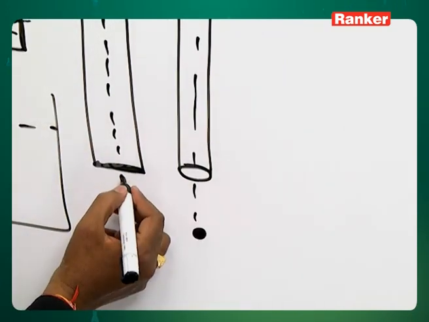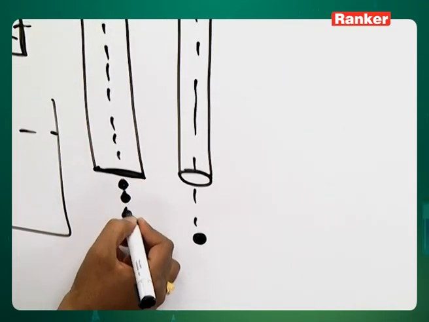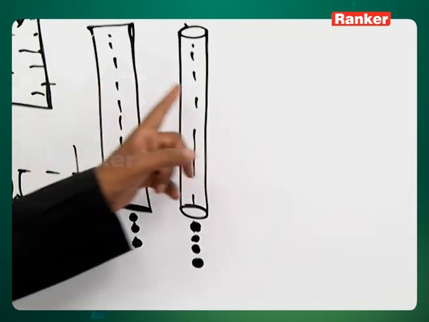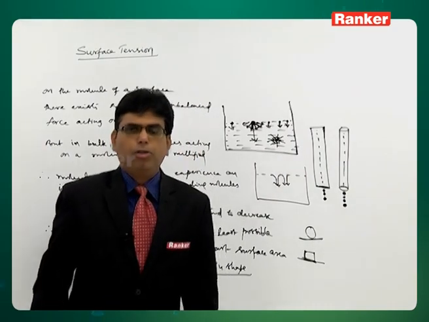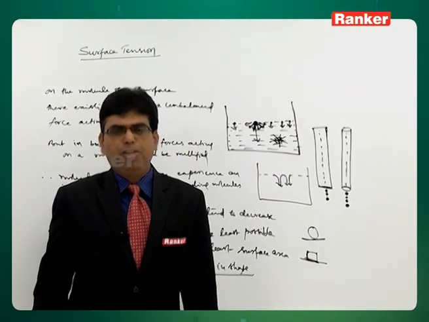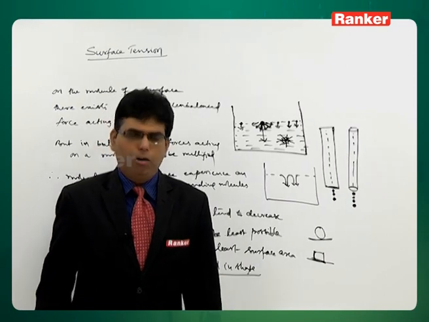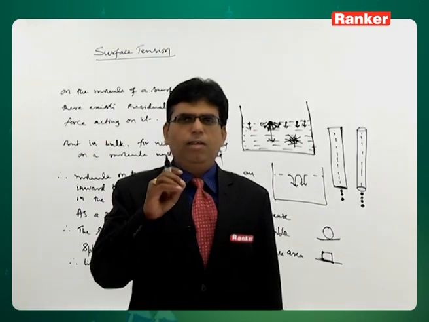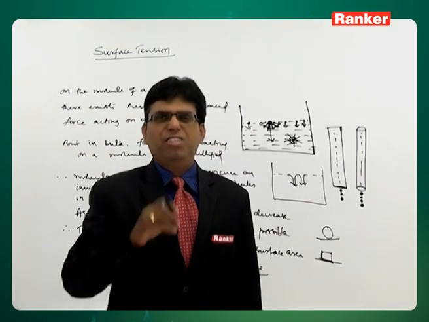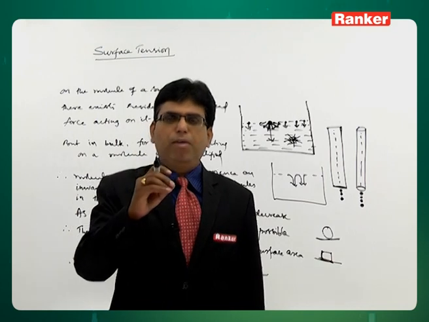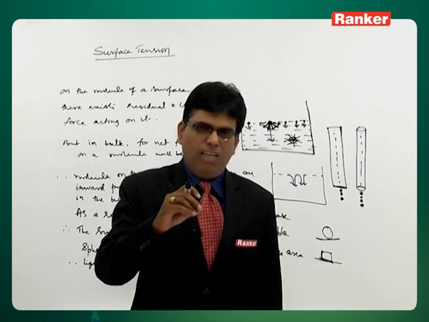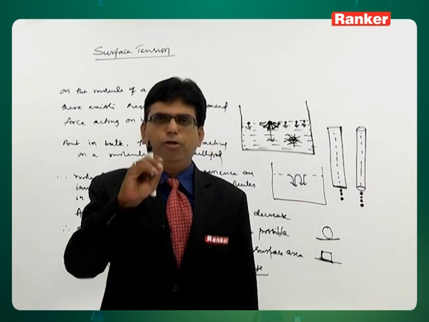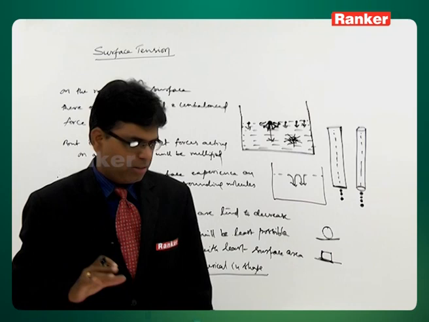So, the droplets are always spherical, irrespective of whatever may be the geometry of the tube from which the liquid flow is allowed, right. So, one very important consequence of the surface tension is that the shape of the liquid drops is always spherical irrespective of the shape of the vessel or tube in which the liquid flow takes place, right?